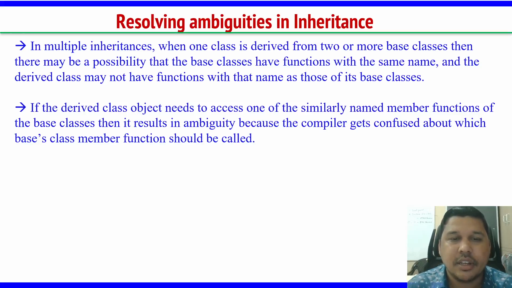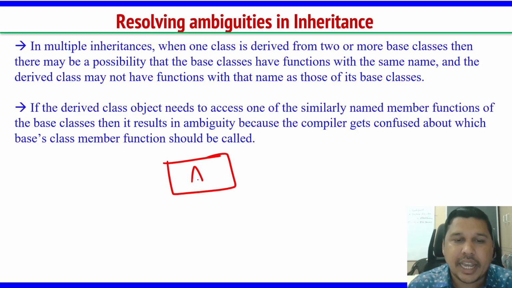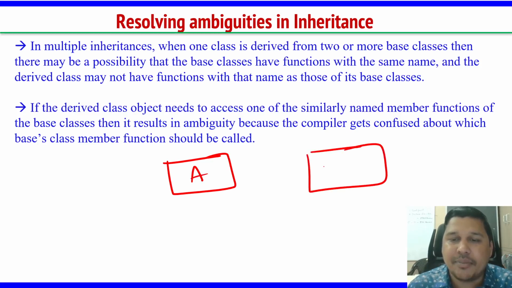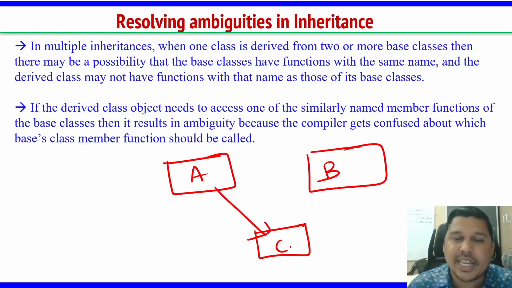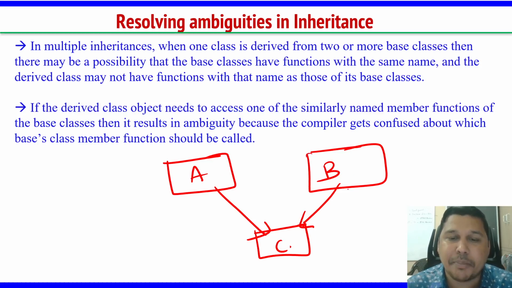In inheritance, sometimes we encounter ambiguities. In what case? Take multiple inheritance. What is multiple inheritance? You have a class A, another class B, and you are trying to derive from these. So class C is derived from two classes A and B. These are the parent classes and this is the child class, right?